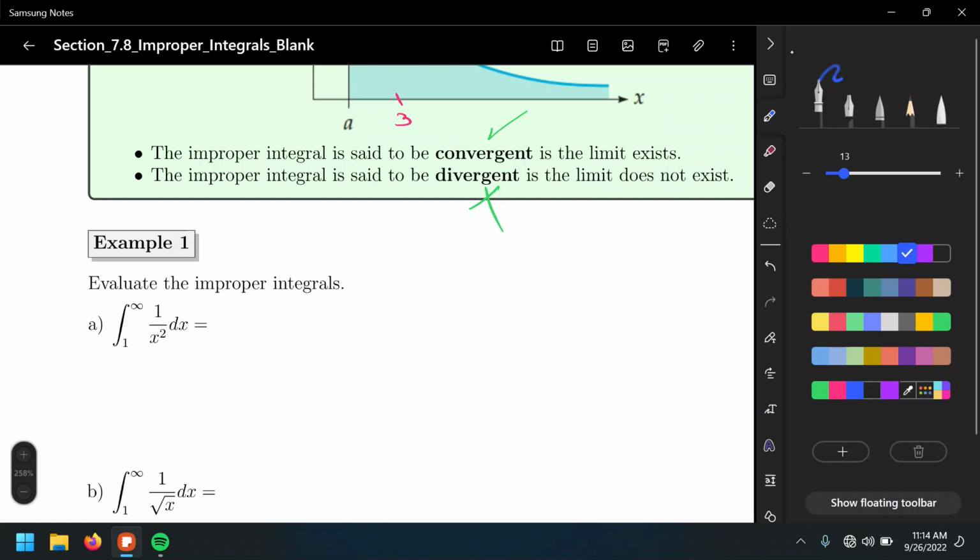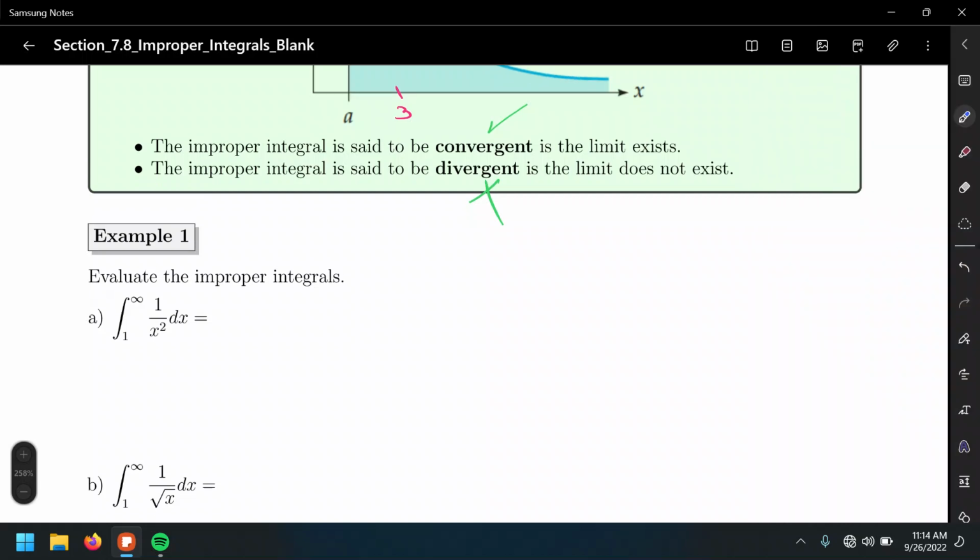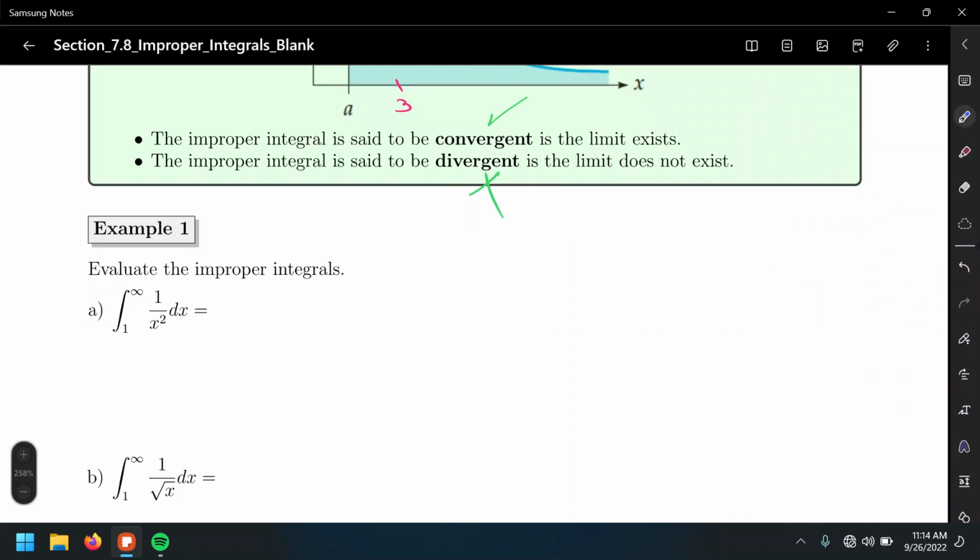Okay, so number one. Example number one, letter A, the integral from 1 to infinity of 1 over x squared with respect to x. So number one, we need to change this into a limit problem with b approaching infinity and the integral from 1 to b. And at the same time, I'm going to move this x squared that is in the denominator to the numerator so we can integrate, because in this position we can't just integrate that.